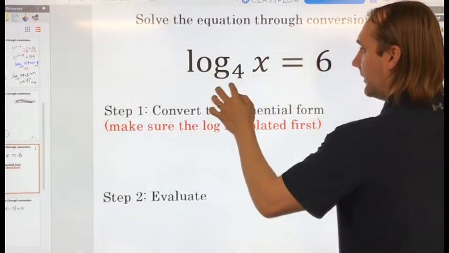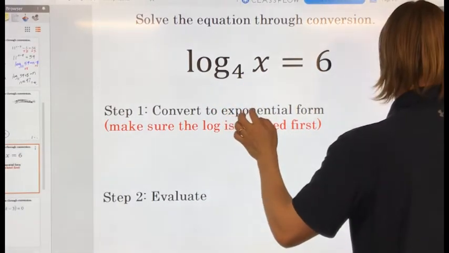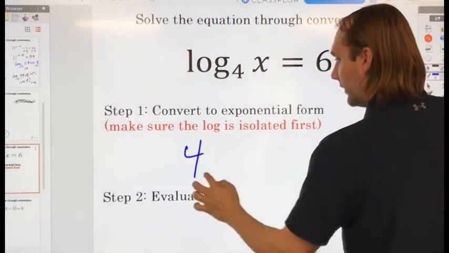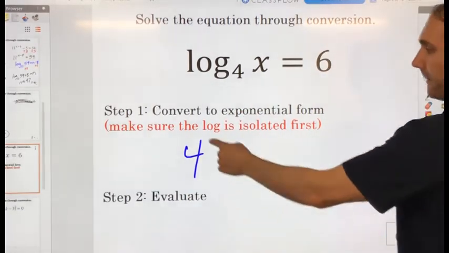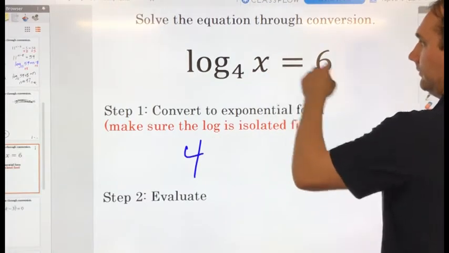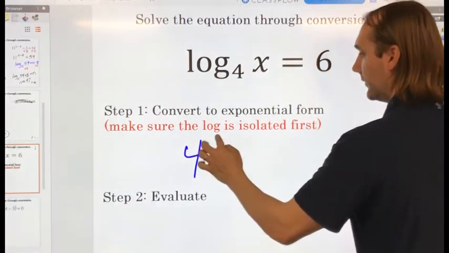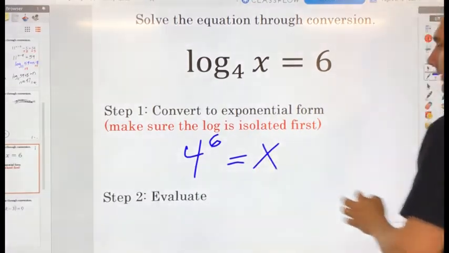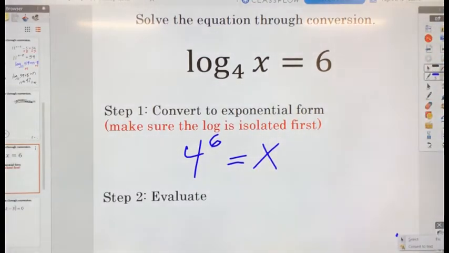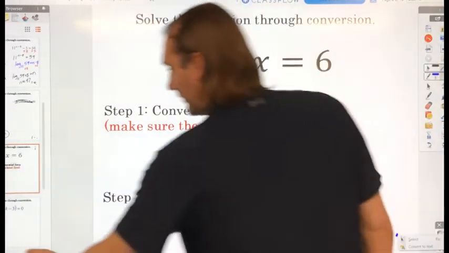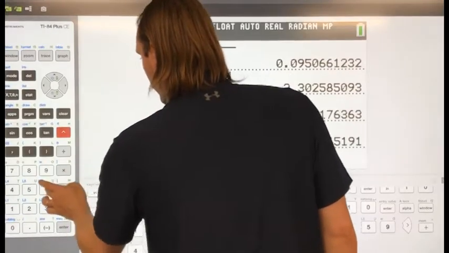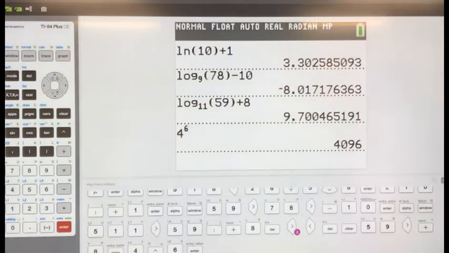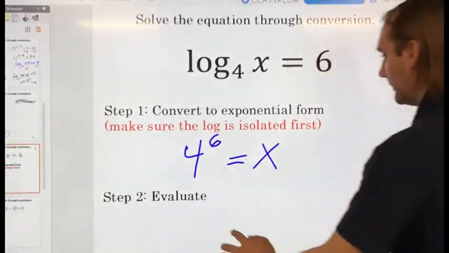So it's the same base as the base of your log. So that is 4. What is going to be my power, my exponent? 6. Your exponent is what your log equals, so 6. And that equals x. Well, look how that's a lot nicer looking problem. 4 to the 6th power equals x. So let me just find out what is 4 to the 6th power. 4,096.